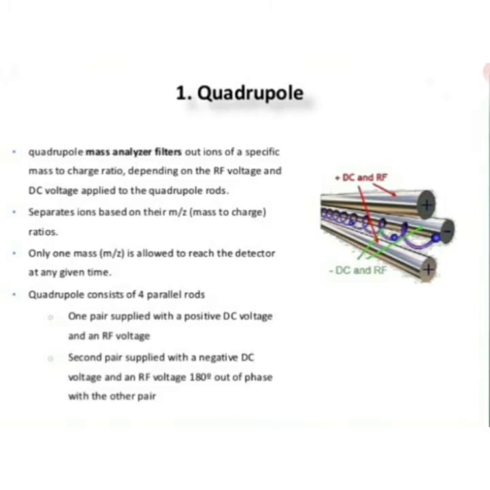The quadrupole consists of 4 parallel rods. One pair is supplied with a positive DC voltage and an RF voltage. The second pair is supplied with a negative DC voltage and an RF voltage 180° out of phase with the other pair. Of the four rods, 2 are positive and 2 are negative.